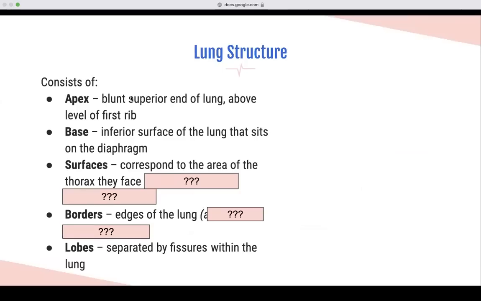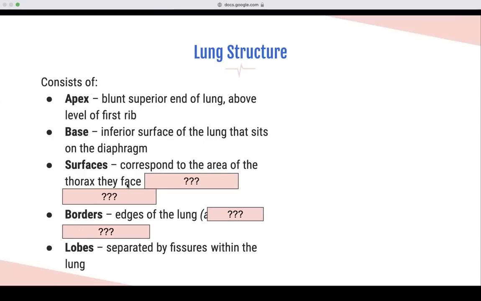For the lung structure, okay, so now we're done with the thorax. The lung consists of apex, base, surfaces, borders, and lobes, okay? The apex of the lung is the blunt superior end of the lung, and it's above the level of the first rib. It rises very high, so it's near the thoracic inlet. The base is the inferior surface of the lung, which sits on the diaphragm, and the surfaces correspond to the area of the thorax they face.